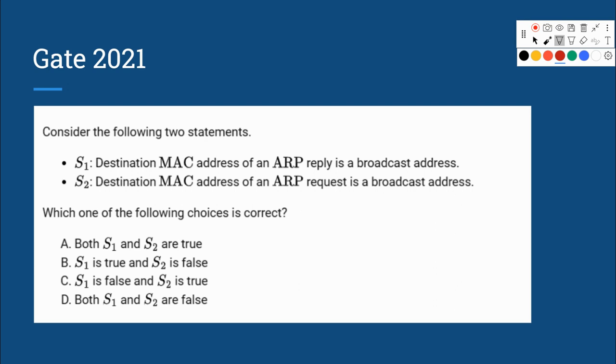Okay, now we come to the GATE 2021 question. See, it is asking about the ARP protocol. There is the reply and the request, and which of these two statements is correct. So let's first understand the responsibility of the ARP protocol. This is the Address Resolution Protocol. It generally has a certain IP, and then it needs to ask to whom this IP belongs.